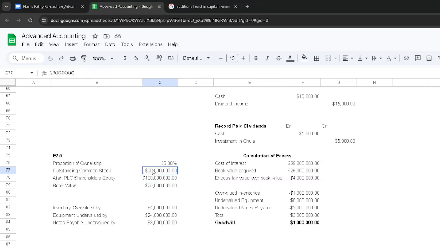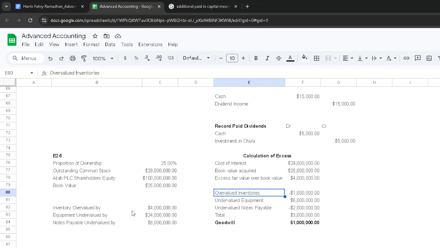So this is the common stock again, and this is the shareholders' equity. Since we only own 25%, the book value should be 100 times 25%, so it should be around 25 million. If we compare 29 with 25 in the calculation of excess, we'll have an excess value of 4 million. Now, if we had purchased the whole company, with 100% ownership, this would already be the goodwill. But because we only purchased a proportion of the company, there should be more calculations.